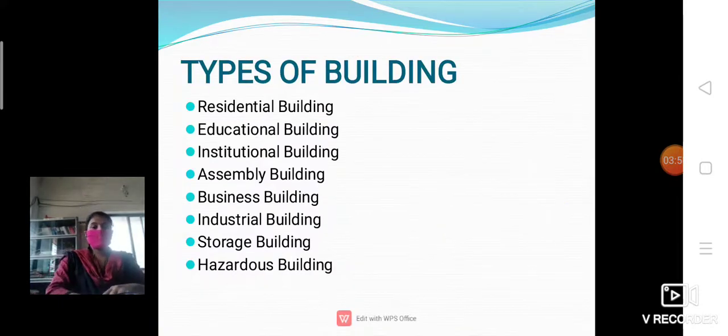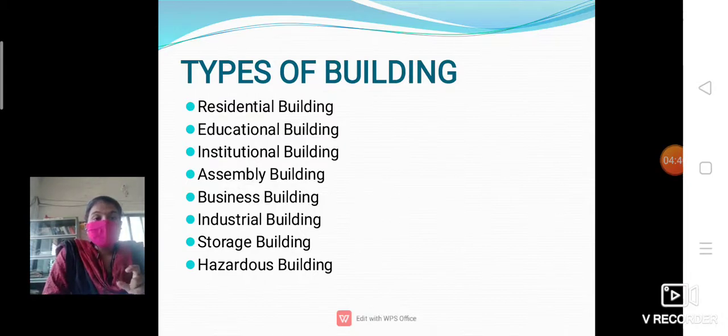After that, types of building: residential building, educational building, institutional building, assembly building, business building, industrial building, storage building, and hazardous building. These are the types of building. Residential building means row houses, bungalows, where the building serves the purpose of residential use. Then educational building serves the purpose of education. Each building has some purpose and performs some function.